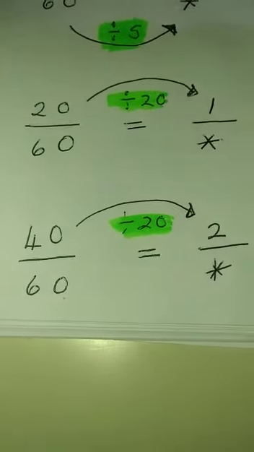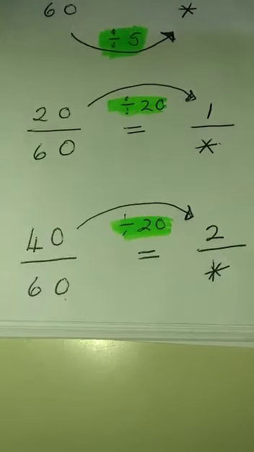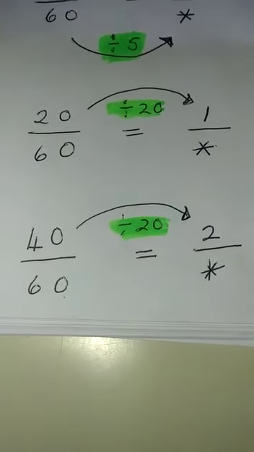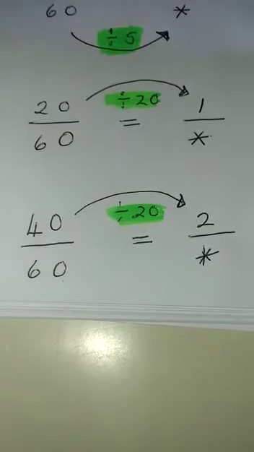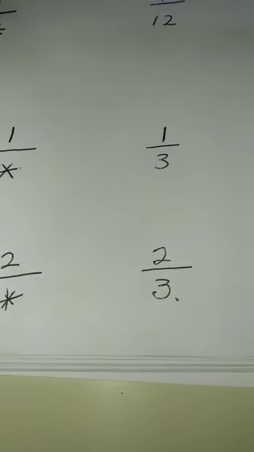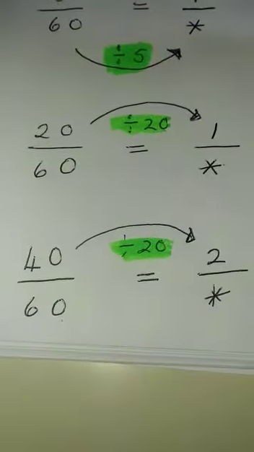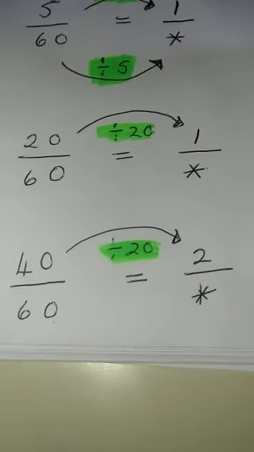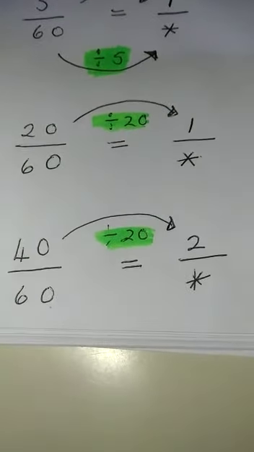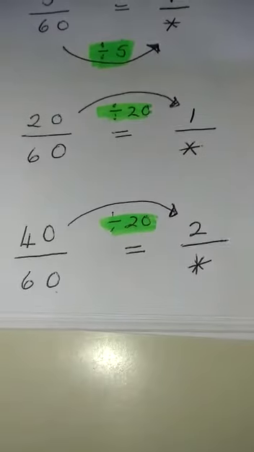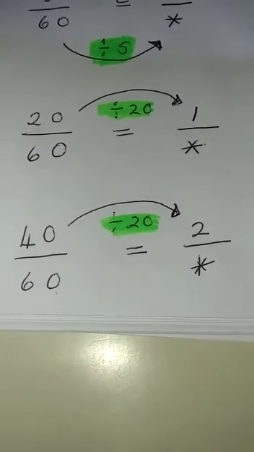Lastly, we're looking at 40 out of 60, and that is 2 over 3. The 40 has been divided by 20, and so you do the same to the 60 and divide that 60 by 20 to get 3.